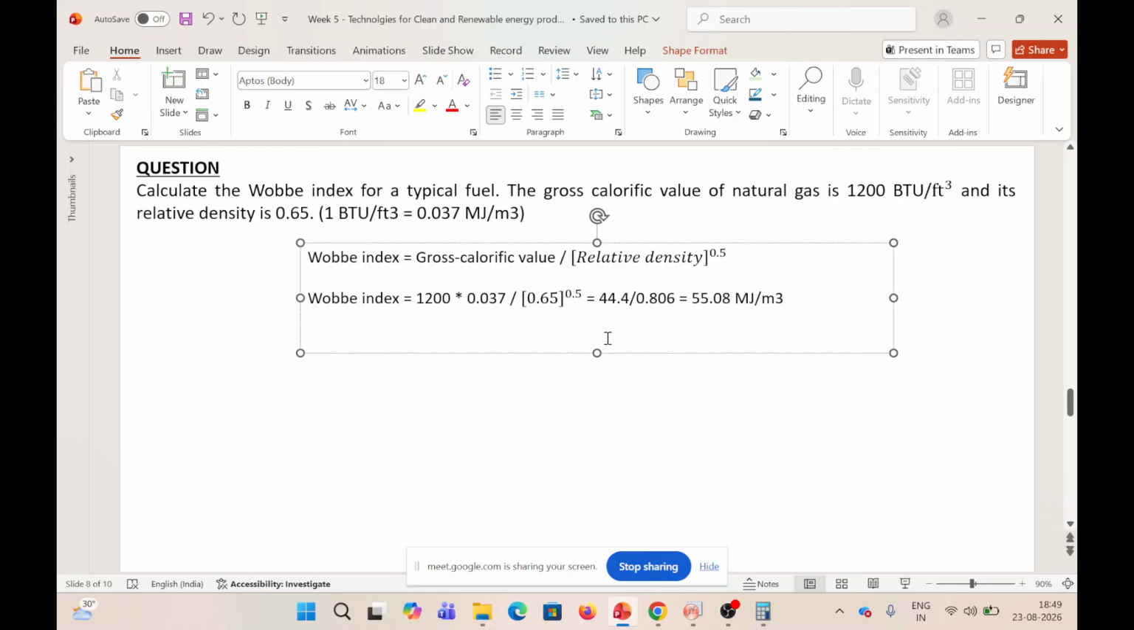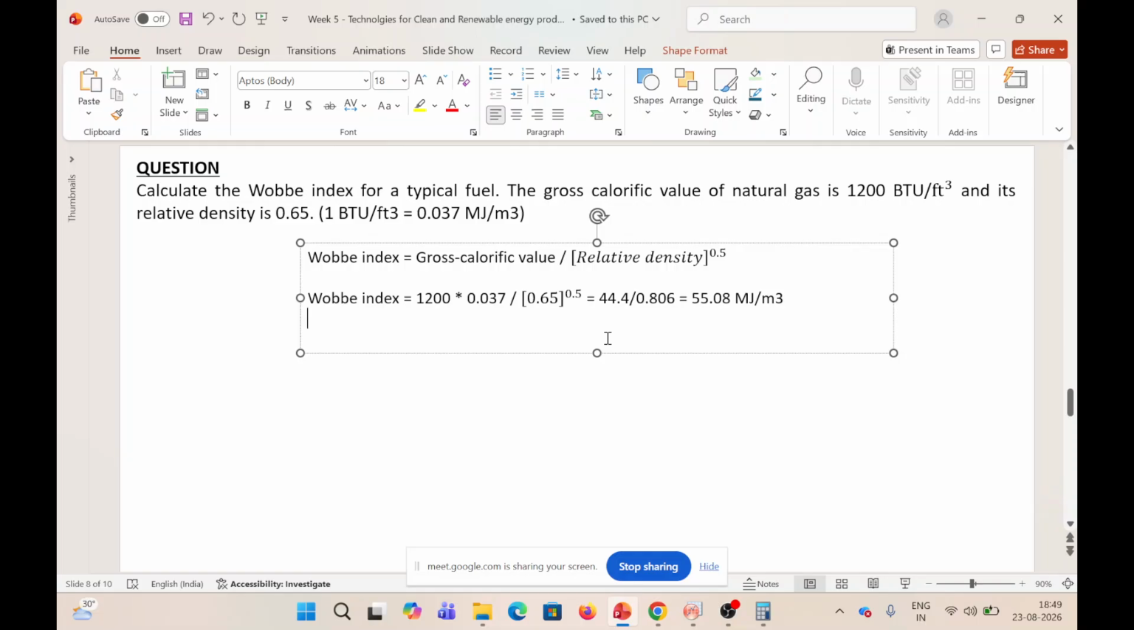So this is the answer for the problem: calculate the UV index for a typical fuel. First you take the gross calorific value and then you convert that units from BTU per feet cube to megajoules per meter cube, and then you take the relative density which is given as 0.65 to the whole power 0.5, which comes out as 55.08 megajoule per meter cube.